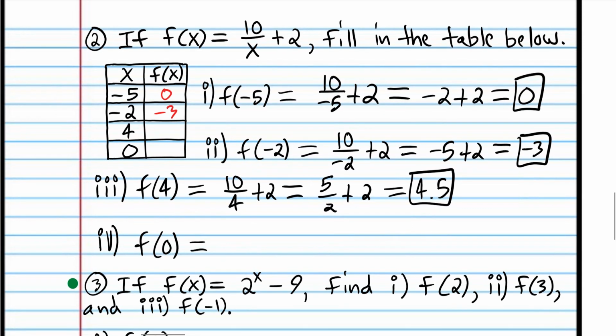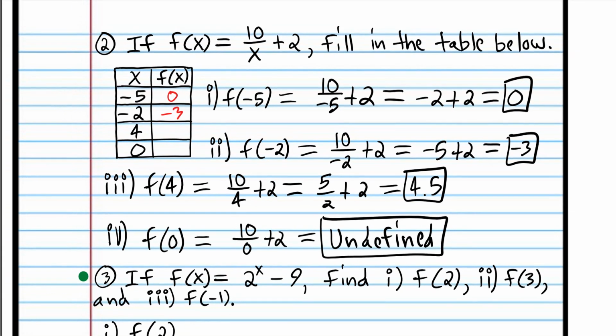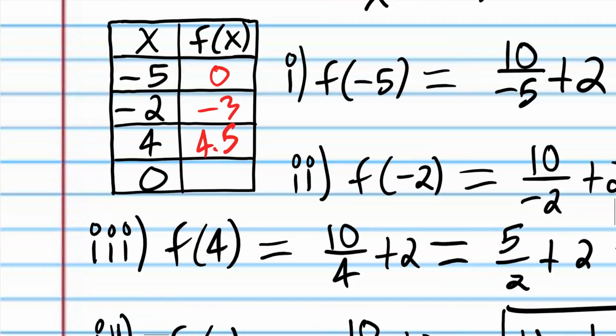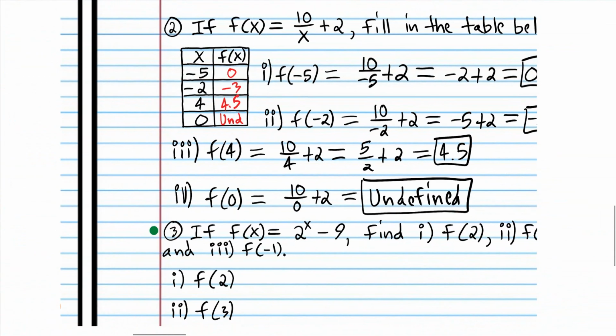Now this is kind of a trick problem. We're going to plug in 0, but 10 over 0 is an undefined expression. So the function is actually undefined when we try to plug in 0. And I forgot to write my output there, so that's 4.5 because we're filling in the table. So what you can do is write UND, undefined, when the input is 0.